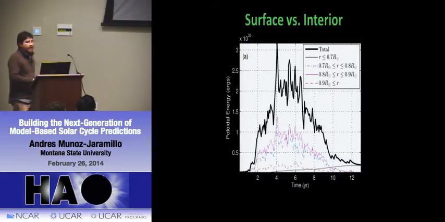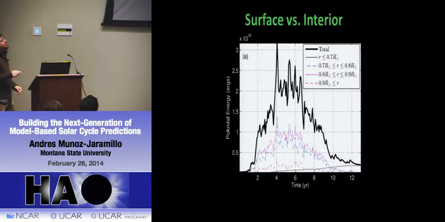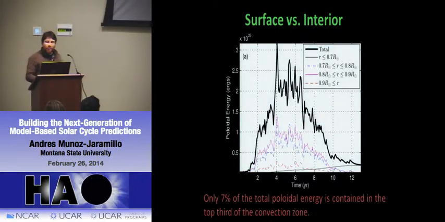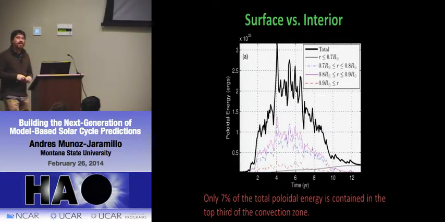So what you're looking at here is poloidal energy inside the convection zone in black. And then the top third in red, the mid third in a solid purple line, and the bottom third in a solid blue line. And so what we find is that only 7% of the total poloidal energy is contained in the top third of the convection zone. So that means that the seat of this exchange between poloidal and toroidal fields, from the poloidal aspect, is also taking place in the interior, not at the surface as is normally thought to be.